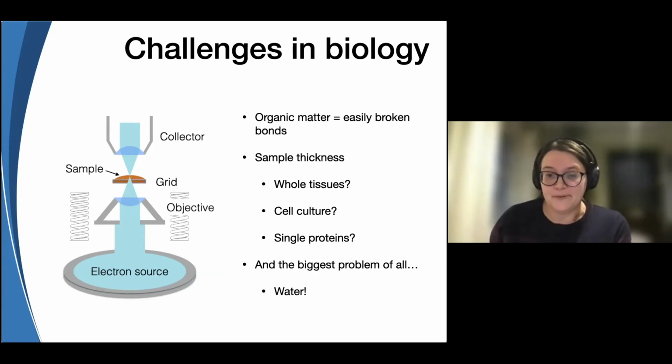The biggest problem of them all: water. Just like you can't get electrons through loads of material, you also can't get them through loads of air. So we have to keep the microscope under really high vacuum, and that is the biggest enemy of water. Cells really do not like to be in that environment. No biological matter does. So we have to come up with clever ways to try and fix that water in place so that the sample doesn't just sort of crumble under the electron beam.